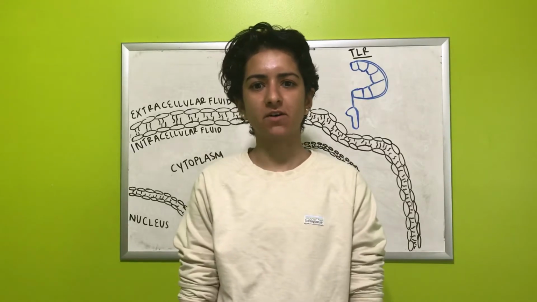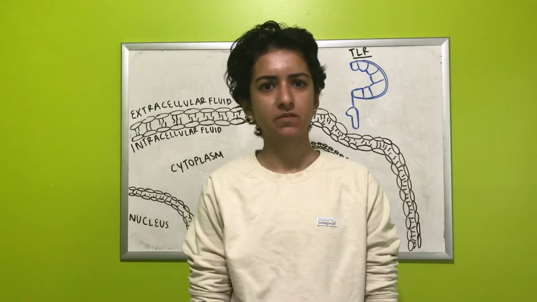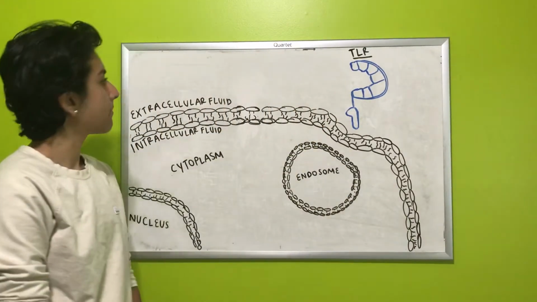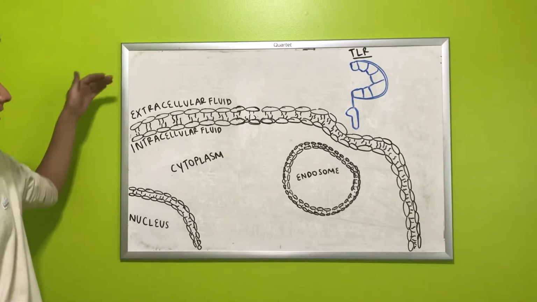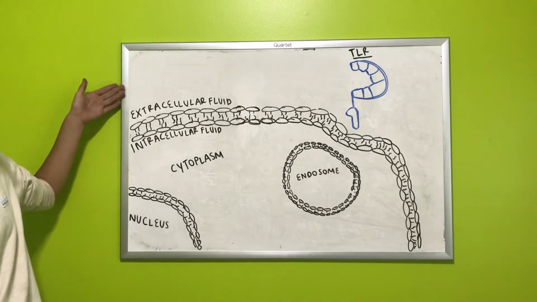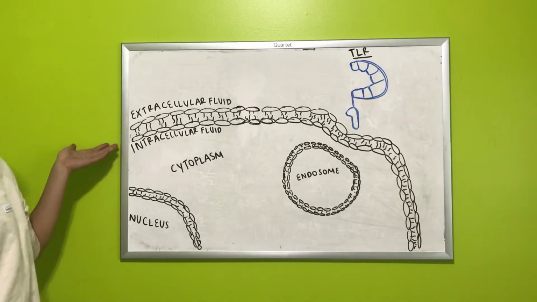In this video, we are going to talk about the structure and the locations of the toll-like receptors. Toll-like receptors are membrane-spanning proteins, which means that part of the receptor is located outside of the cell in the extracellular fluid, and the other part is located inside of the cell in the intracellular fluid.